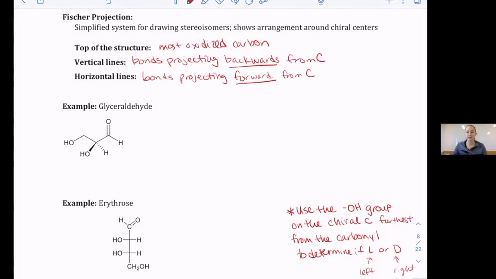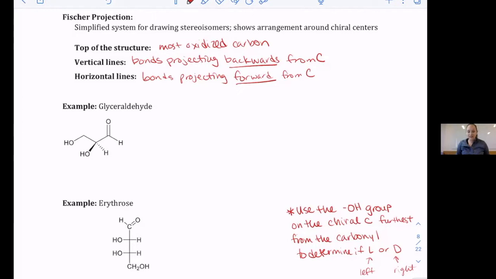How I like to remember this, don't ask me why, but I did gymnastics growing up, and this is how I remember it. If I think about a Fischer projection as my body, it's easy for my horizontal lines, which are my arms, to go in and give someone a hug. And so the horizontal lines are going forward. And because I was a gymnast growing up, I really always loved doing back bends. And so the vertical lines go back like you're doing a back bend. So horizontal lines giving hugs like your arms, vertical lines going back in a back bend.